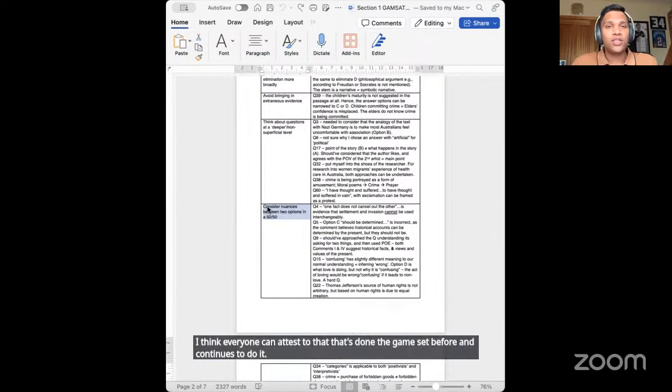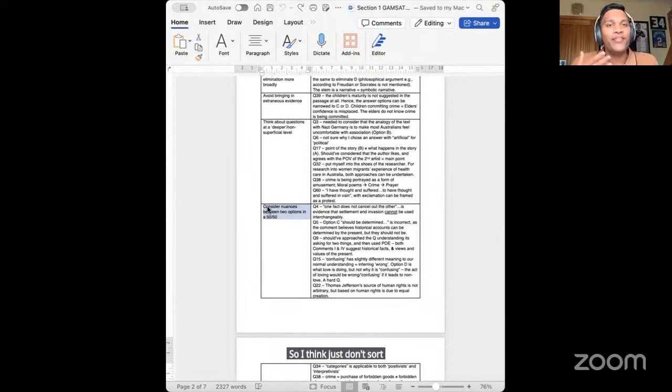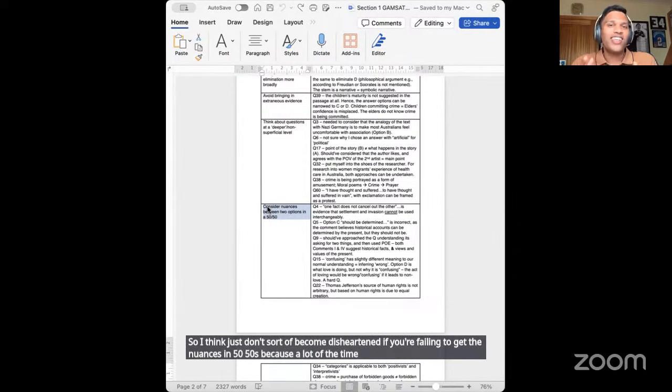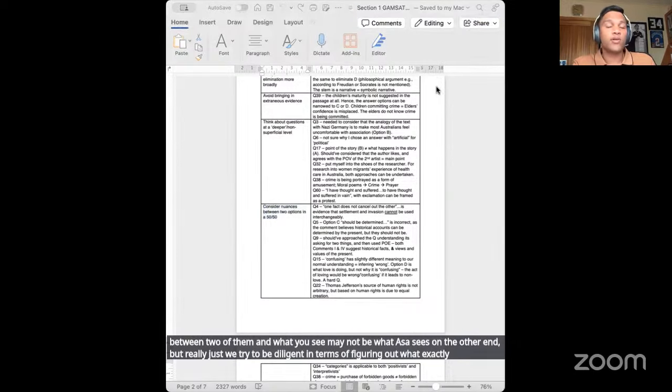So just don't become disheartened if you're failing to get the nuances in 50-50s, because a lot of the time it's really hard to decipher between 2 of them. And what you see may not be what ACER sees on the other end, but really just try to be diligent in terms of figuring out exactly what the sources of the questions you get wrong are.